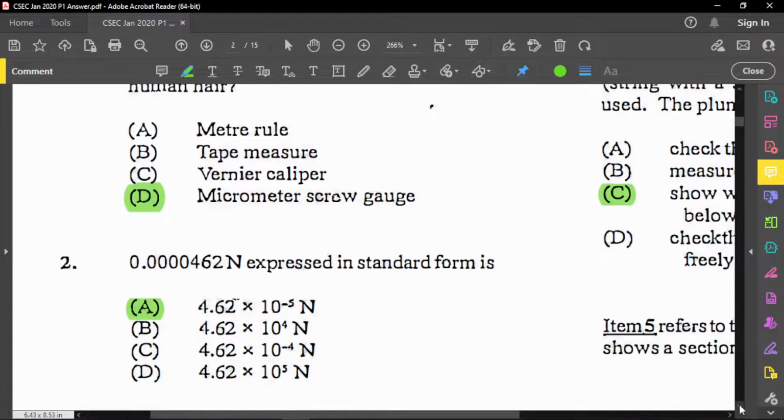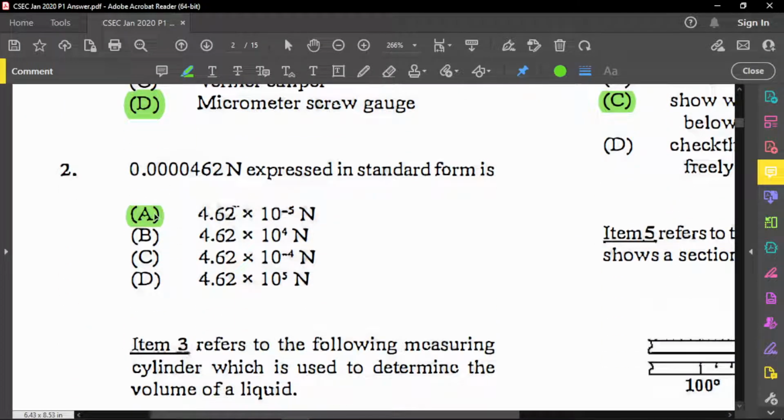Now for question number 2, which is a repeat question, it states that 0.000462 newtons expressed in standard form is, and that answer is 4.62 times 10 to the negative 5. All you need to do is to move over the point until you reach your first significant figure. So we move 5 places, and so that's why it is a negative 5, because we're moving to the right. All right, so let's go into question number 3.